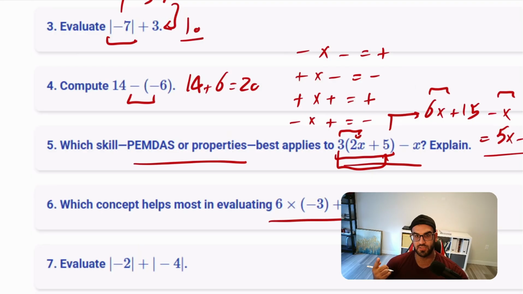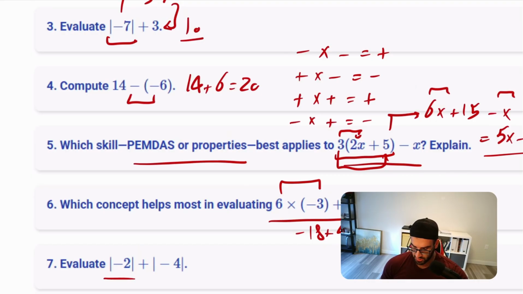We know that parentheses, exponents, multiplication, and division, those two, they do have the same order. So at this point, I have to follow the multiplication and go from left to right. So I do have positive multiplied by negative is going to be a negative number. 6 times 3 is going to be negative 18. So I do have negative 18 plus 4 is going to give me negative 14.